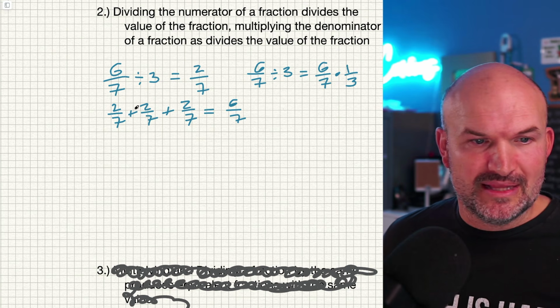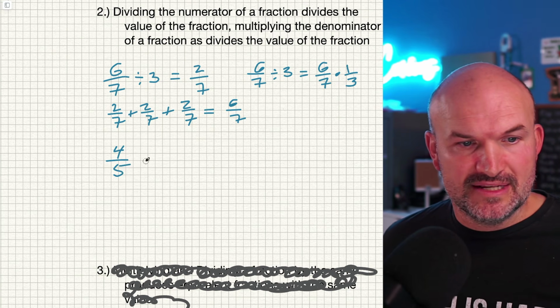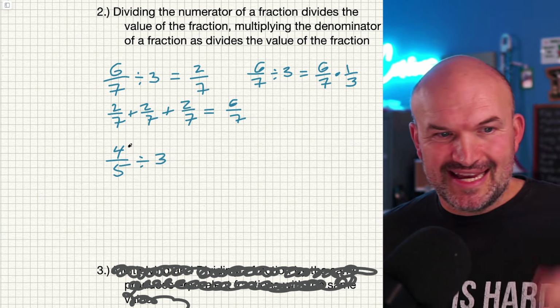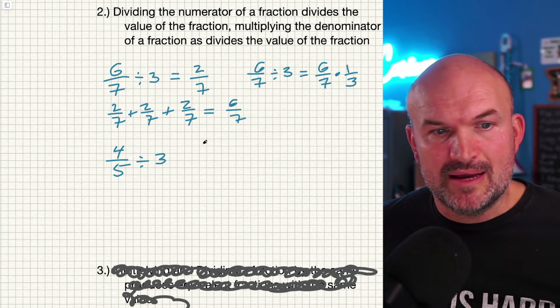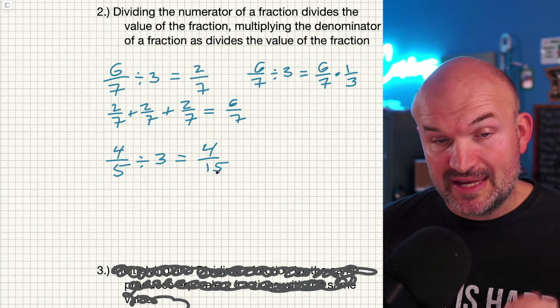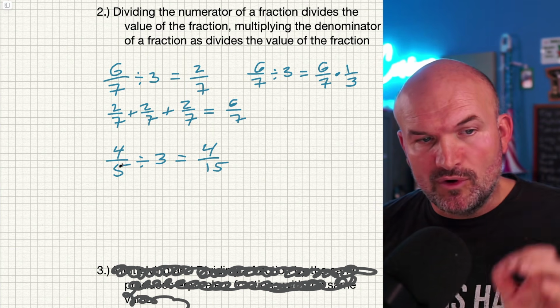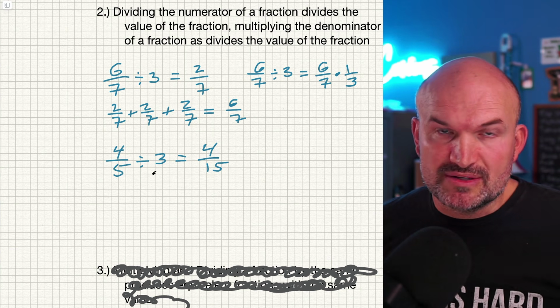So let's work through something where we cannot divide our numerator. If I have 4/5 divided by 3, I can't divide 4 by 3, right? That's going to get messy. But I know I can take 3 and multiply it by my denominator. So therefore, that's going to give me 4/15. Now again, let's make sure. Does 4/5 divided by 3 give me 3 equal groups of 4/15?